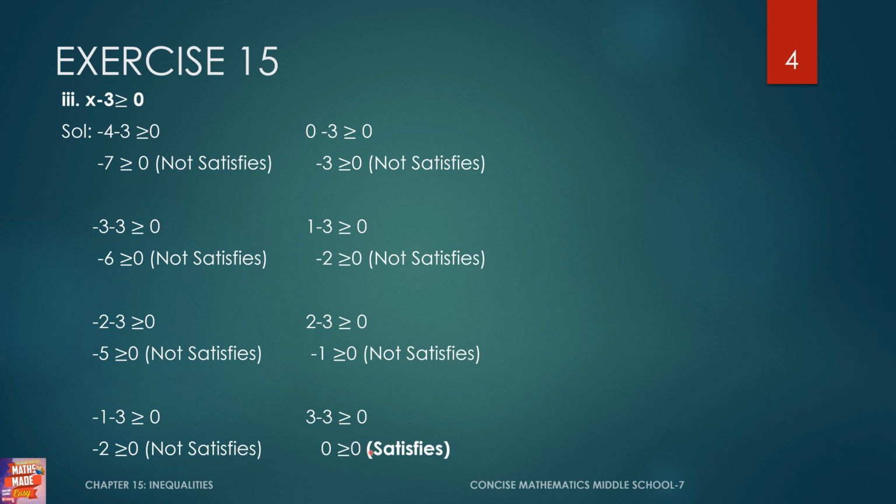3 minus 3 is 0. So 0 is greater than or equal to. Is it greater or equal? It's equal. 0, 0 is equal, right? So just write down as satisfies. Now after 3, you can do it for 4. One is having positive, other is having negative. Just put the bigger number sign and subtract it.